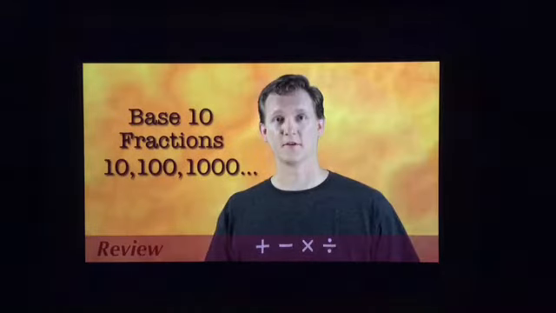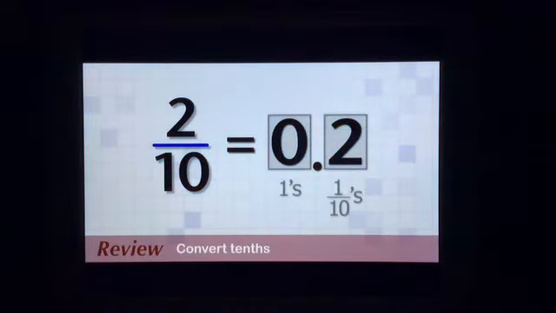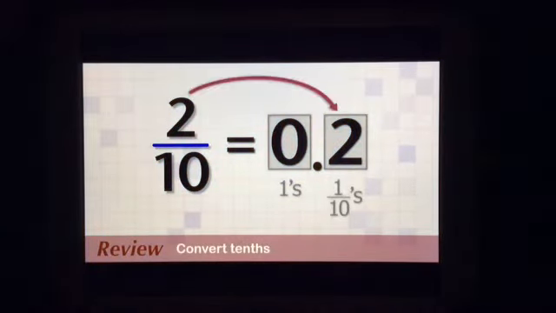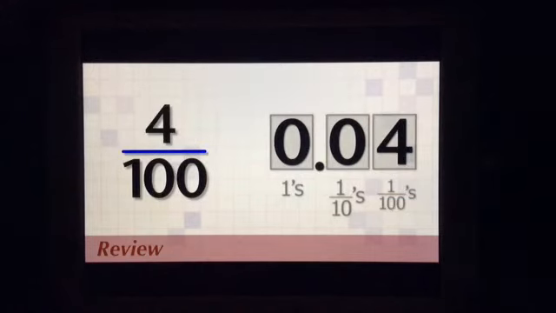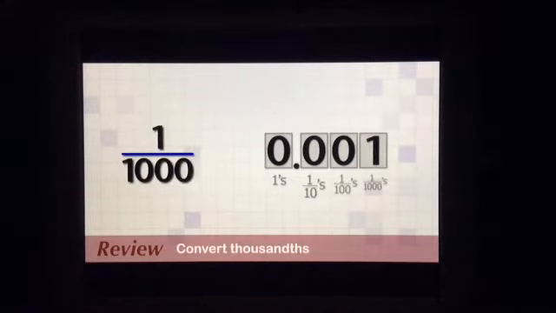But first, let's take a minute and review all this. If a fraction has a bottom number that is a power of 10, then it's easy to convert it into a decimal number because there are number places just for counting base 10 fractions. To convert tenths, all you have to do is put the top number in the tenths place. To convert hundredths, you have to use both the tenths and the hundredths place together. To convert thousandths, you have to use 3 number places, and so on.